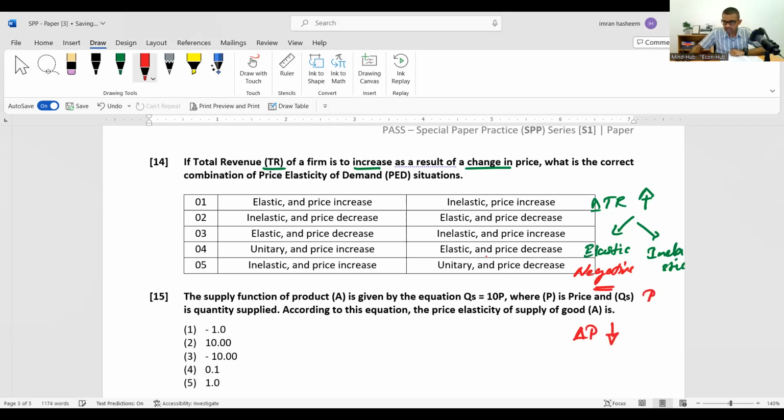Inelastic, the relationship is positive. That means if the product is inelastic, change in price should be increased. So take that knowledge, easily you can find this.